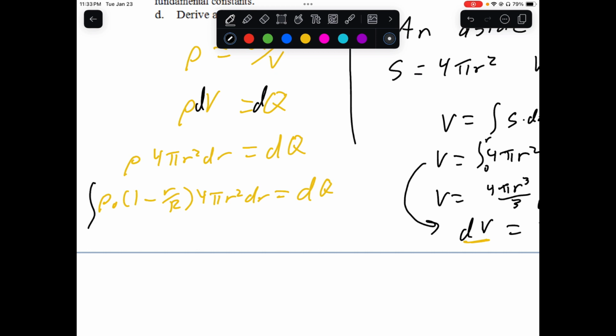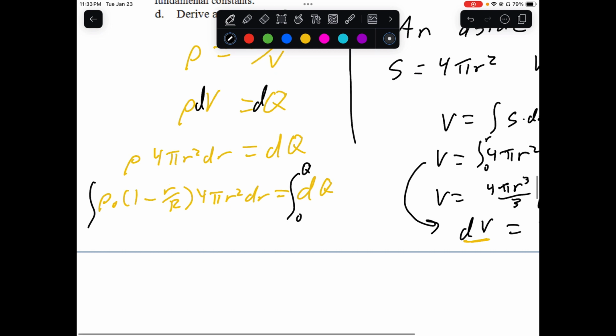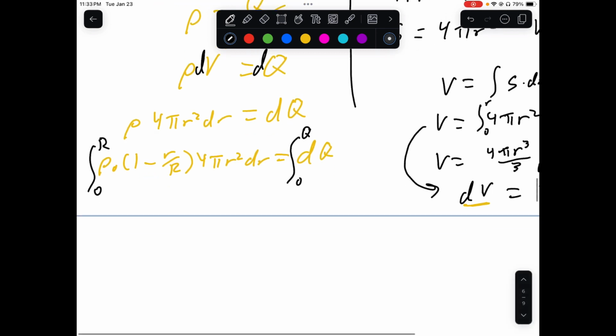So I'm going to take the integral on both sides. What are my limits of integration? Well, on the right side, it's easy. I start from the center and I move out to some overall charge Q, whereas on the left side of the equation, I start at the center, at a distance of r from the center, and I go all the way out to the actual radius of my charged cloud.